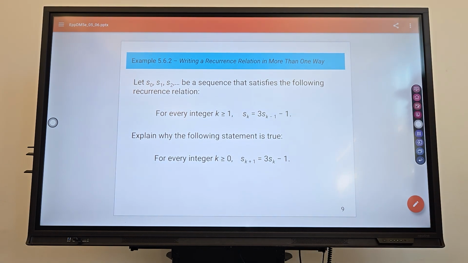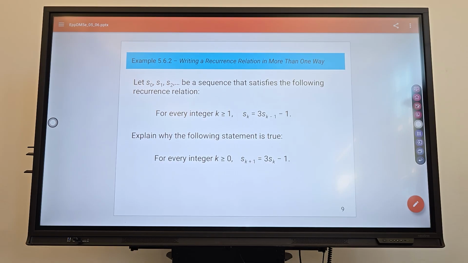There's more than one way to write a recurrence relation, usually. Let S sub 0, S sub 1, S sub 2, etc. be a sequence that follows this recurrence relation. For every integer k greater than or equal to 1, S sub k equals 3 times S sub k minus 1 minus 1.